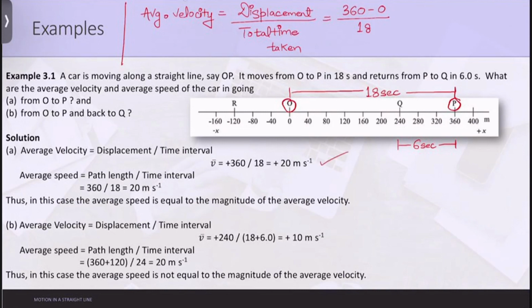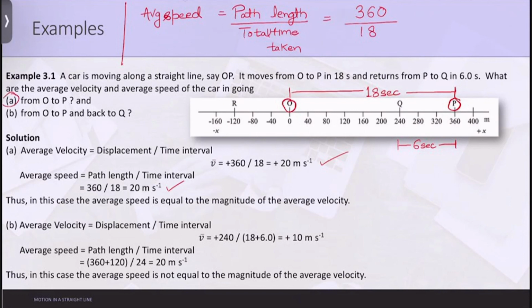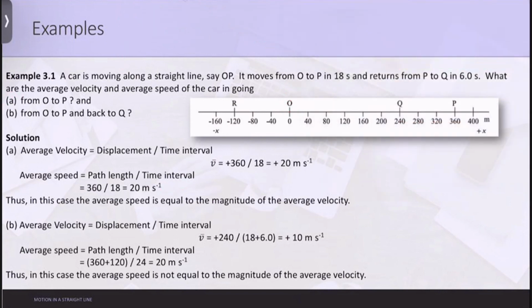Fine. Similarly, let us try to calculate now average speed. So average speed will be nothing but equal to path length upon total time. So path length will be what? Path length will be same again. So this will be again 360 upon 18. So that will again give you the value which is equal to 20 meter per second. Okay. So for the first case scenario, that is A part here, average velocity is equal to average speed. Okay. That being said, let's move to the next example.